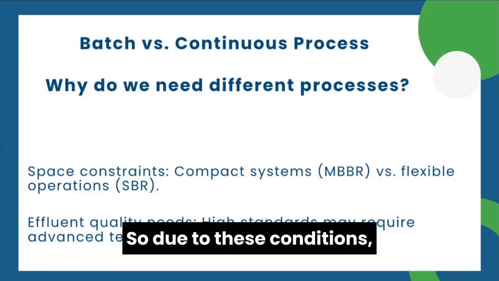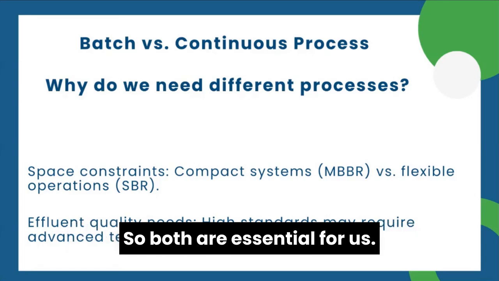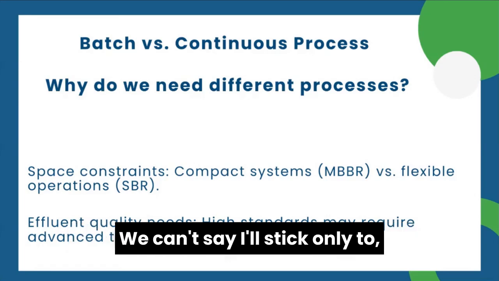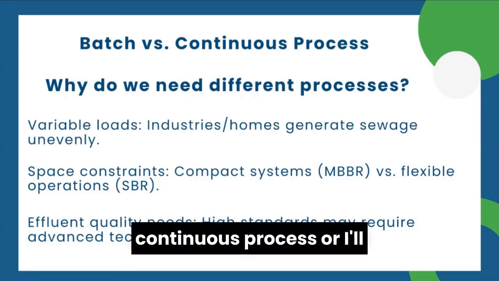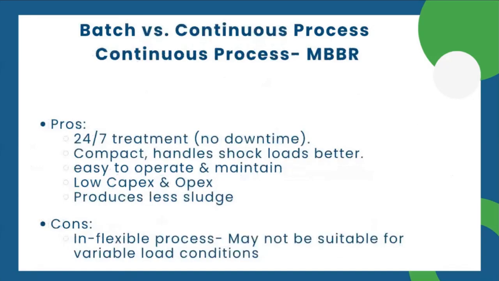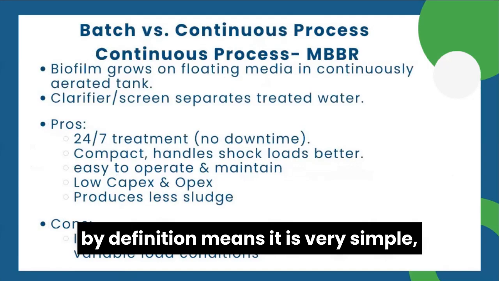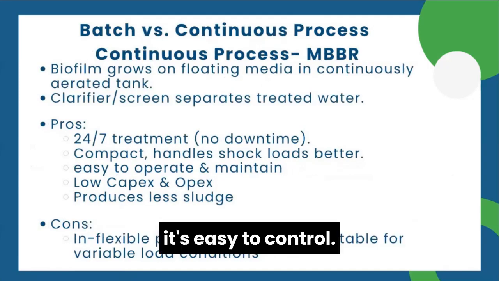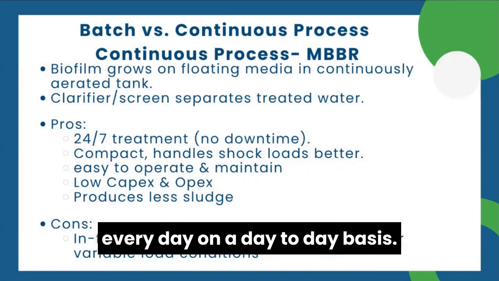Right. So due to these conditions, each has its own merits and demerits. So both are essential for us. We can't say I'll stick only to continuous process or I'll stick only to batch process. Right. Now, continuous process by definition means it is very simple. It's easy to control. You're not doing anything much every day on a day-to-day basis.